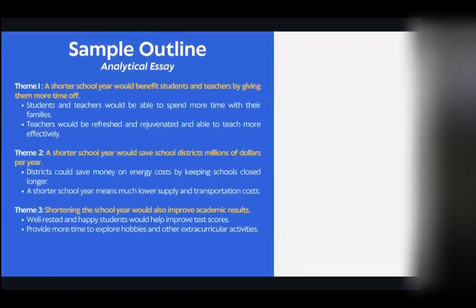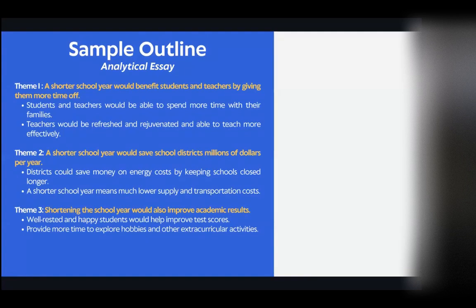Okay, so the first outline we have here is an analytical essay, and I think our topic for this essay is a shorter school year. The first theme is a shorter school year would benefit students and teachers by giving them more time off. Why? Because students and teachers will be able to spend more time with their families, and they will be more refreshed and rejuvenated and be able to participate more effectively.